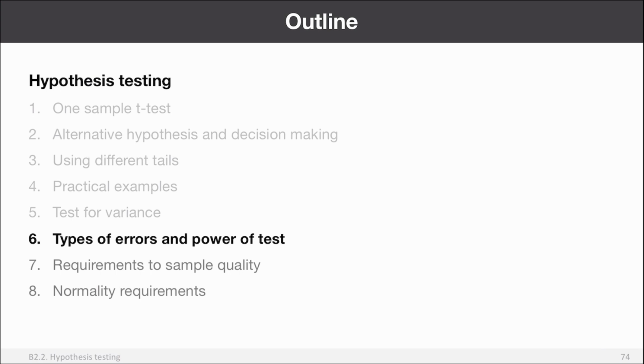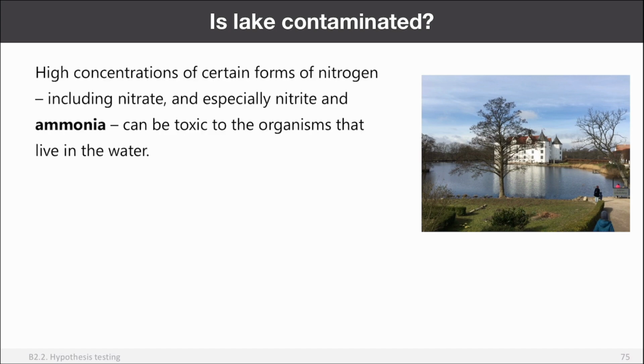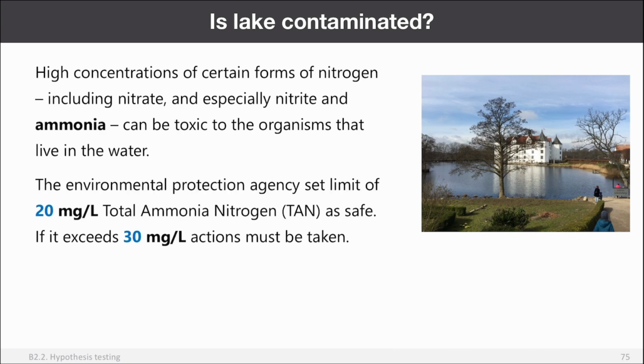So let's talk about what can go wrong in hypothesis testing and how to avoid this, or at least make this risk of doing something wrong as small as possible. Let's talk about a lake, and let's pretend that we would like to know if this lake is contaminated or not. In this case, we will assess contamination as an amount of different forms of nitrogen. In particular, it's the amount of ammonia.